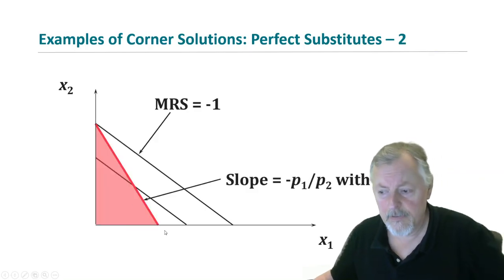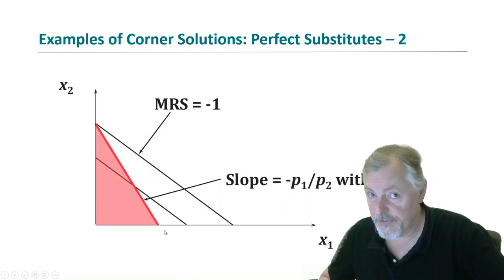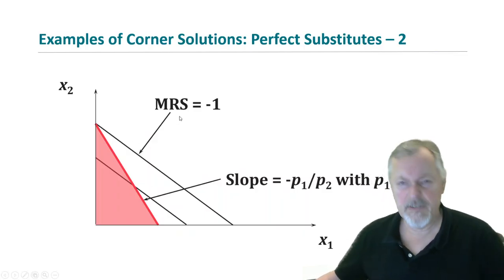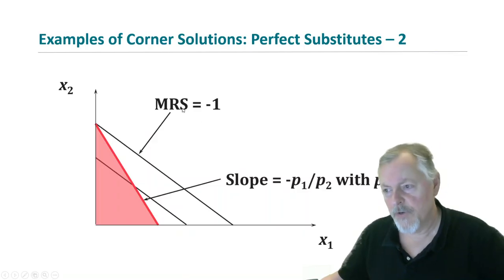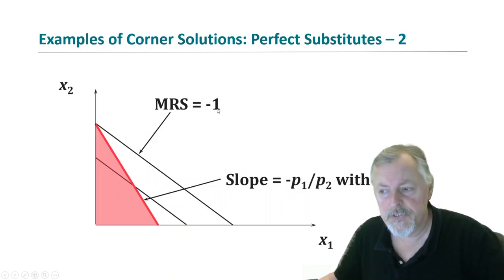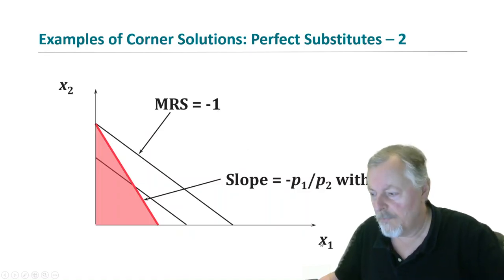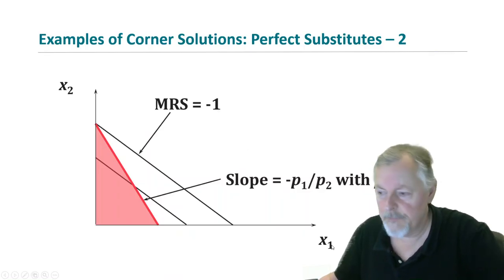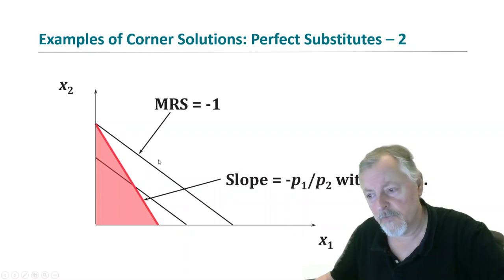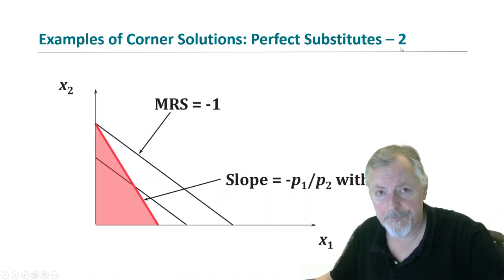This red line is the budget constraint. Now, if we assume, just a simple example, the marginal rate of substitution is, in absolute value terms, 1. This person is willing to trade, let's say x1 is apples, x2 is oranges. This person's willing to trade one apple for one orange, no matter what. So the indifference curves are straight lines, and these are perfect substitutes.